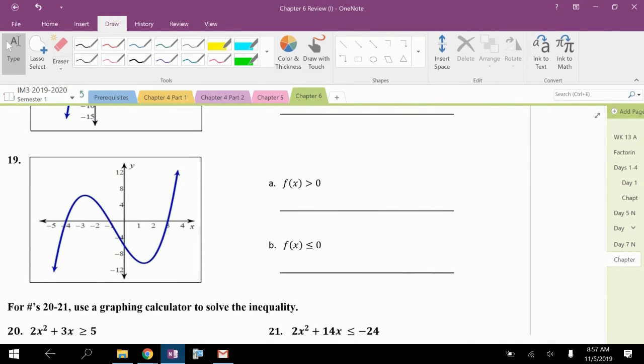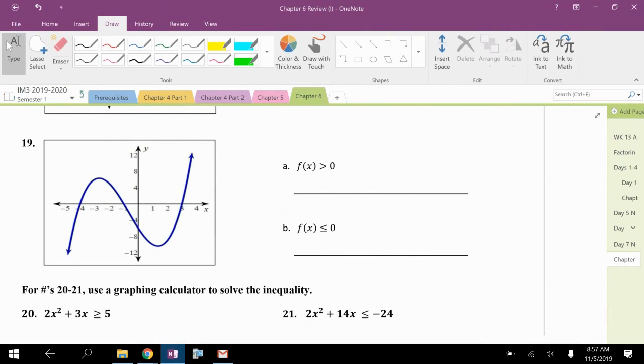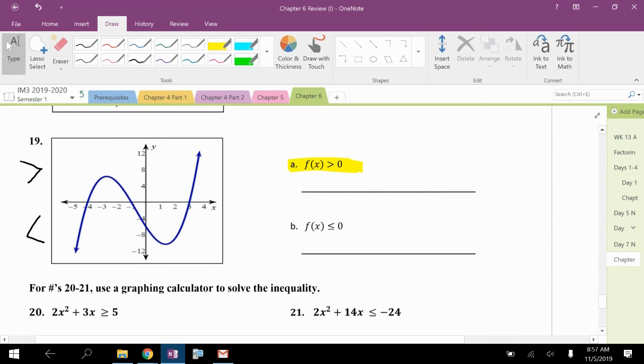Okay, we're going to 19. So it says, this is just like your one on the bell ringer. The one on the bell ringer will look exactly like the one on your test. It says, when is the graph greater than 0? So I'm going to make a note. The top is greater. The bottom is less. So be careful with that. So greater would be -4 to -1. Would I use parentheses or brackets here? Parentheses? Yep. So -4 to -1.